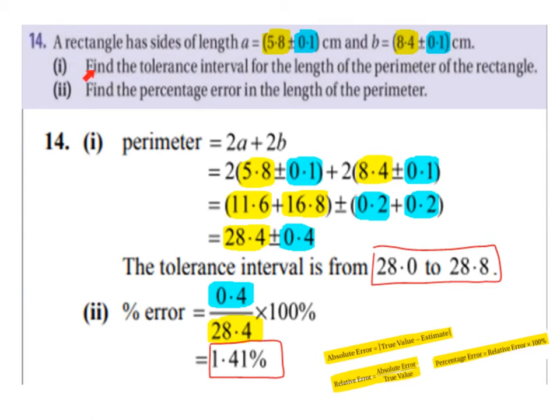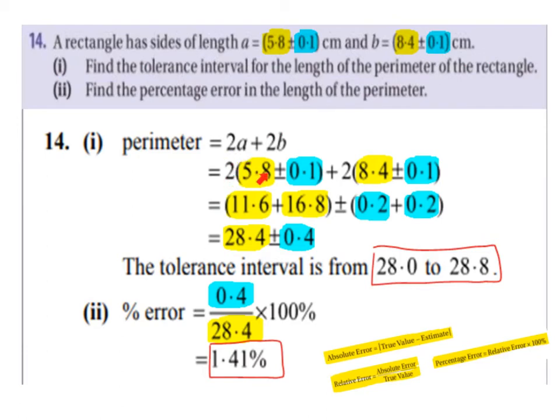Okay, so part 1, find the tolerance interval for the length of the perimeter of the rectangle. So the perimeter is the length around the edge. Well, we know that the perimeter of a rectangle is going to be 2 times A, or 2 times the length, plus 2 times B, or 2 times the width. Because remember, a rectangle has 4 sides. It has 2 lengths and 2 widths. So it's going to be 2 times A, and A is 5.8 plus or minus 0.1. So 2 times 5.8 plus or minus 0.1, plus 2 times B, and B is 8.4 plus or minus 0.1. So 2 times 8.4 plus or minus 0.1.